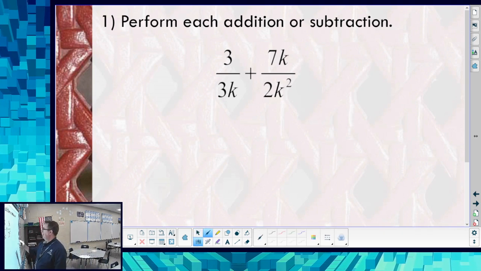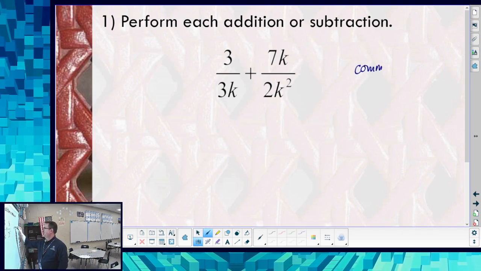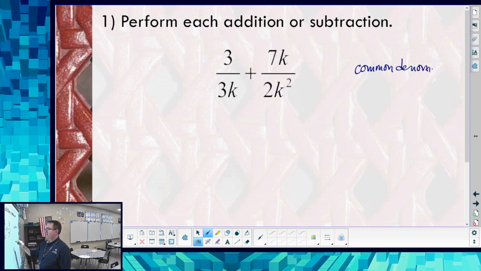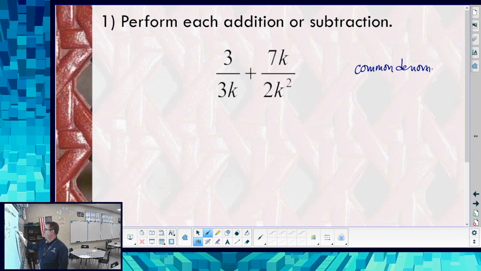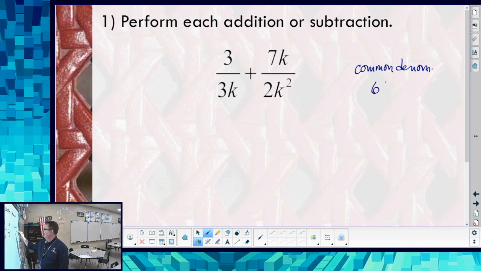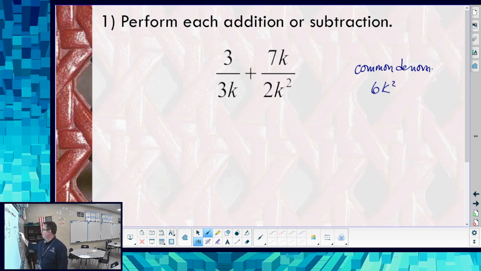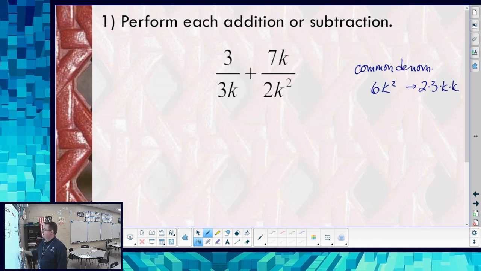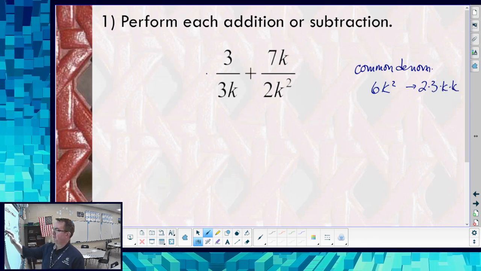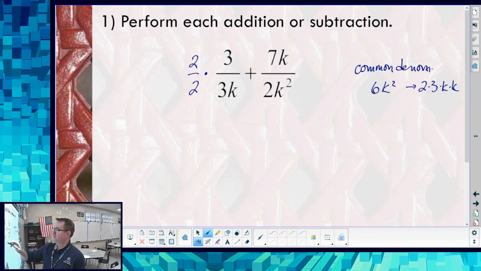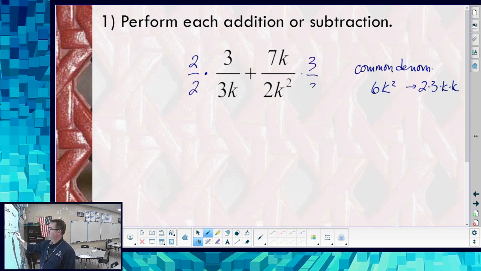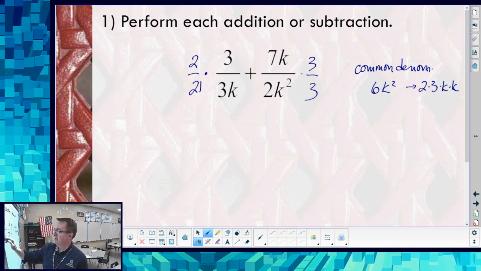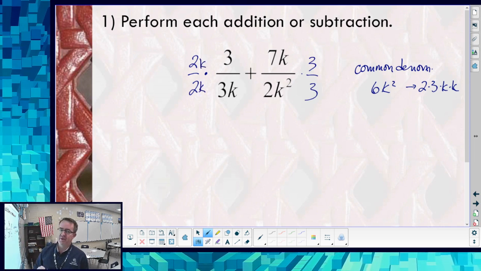I would say get into the habit of trying to figure out what your common denominator is. So over here, I've got a 2 and a 3, so that'll be 6. And then I'm going to have k squared. And you're going to multiply, or you can think of it like this, 2 times 3 times k. Because whatever's missing, that's what we're going to fill in. So over here, I'm going to go 2 over 2. Over here, I'm going to go 3 over 3. So that's going to give me the 6. I do have k squared over here on the right-hand side, so I need to multiply through by k there.